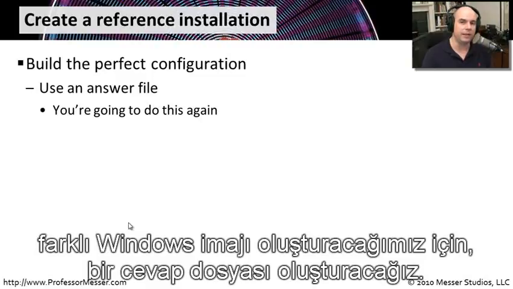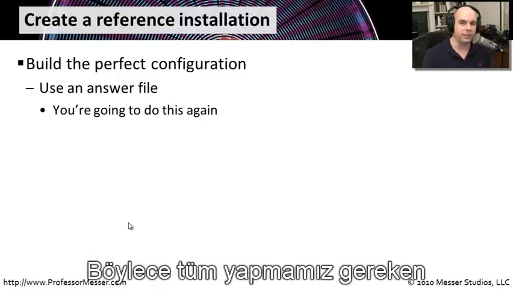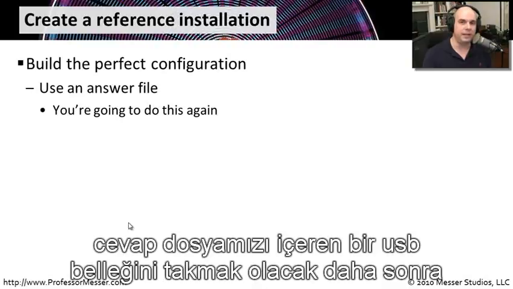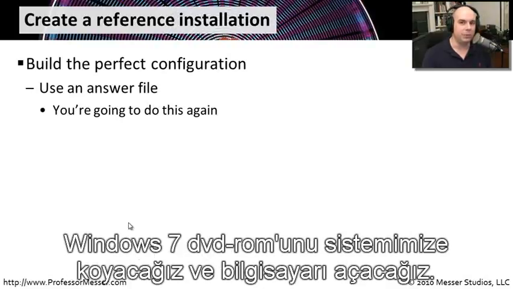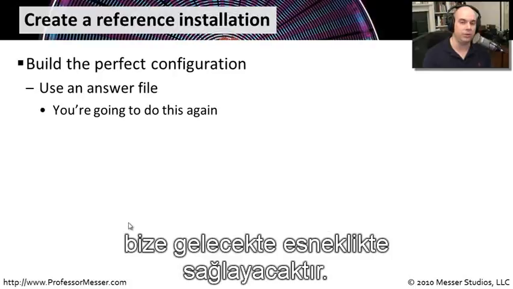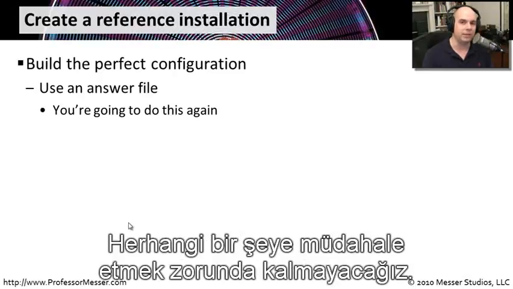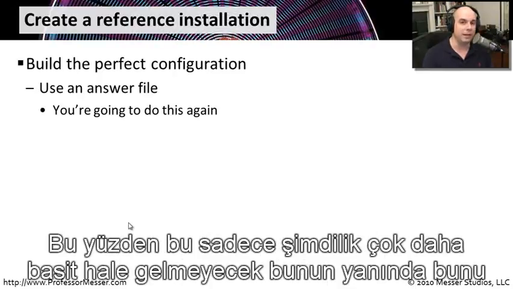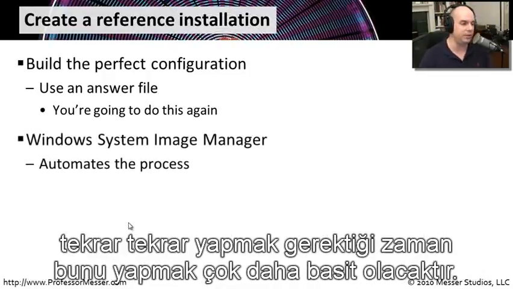So we're going to create an answer file so that all we need to do is plug in a USB stick that has our answer file on it, put the Windows 7 DVD-ROM in our system, and turn on the power and watch it go automatically from beginning to end. This also gives us flexibility in the future if we ever need to tweak anything. So this makes it much simpler, not only now, but when we need to do this over and over and over again, it becomes much easier to do.